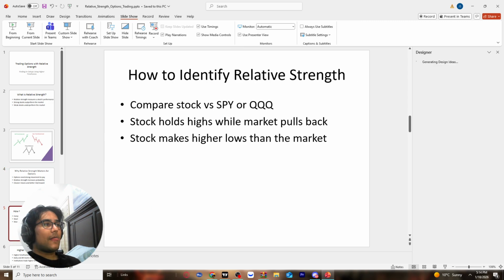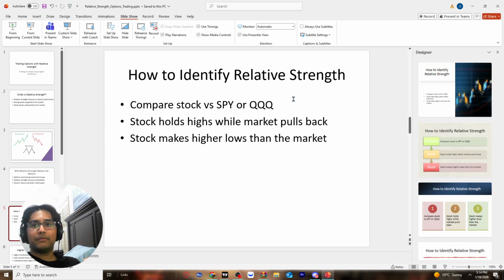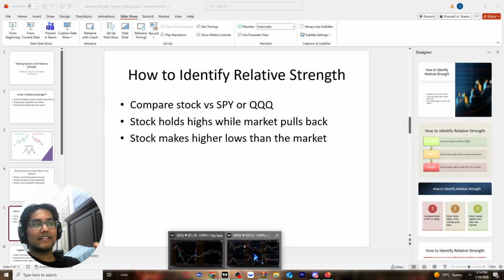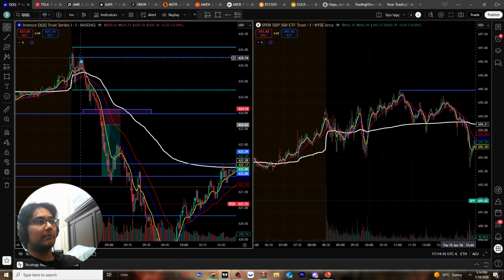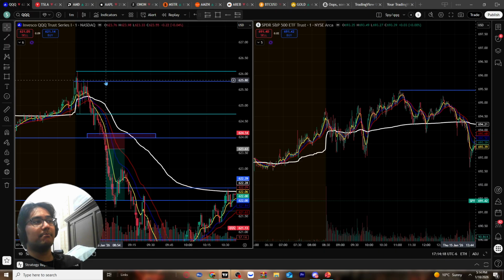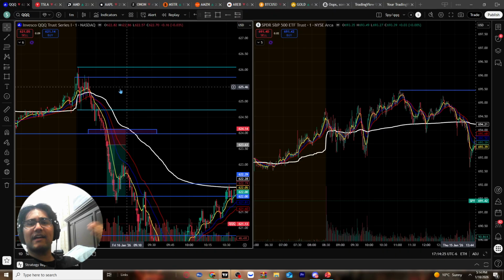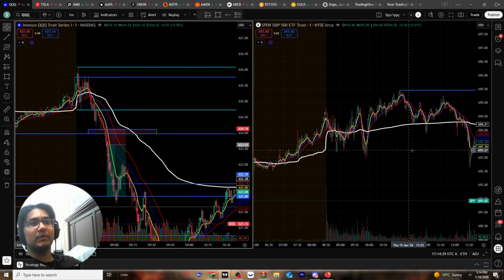Okay, so how to identify relative strength? Simply, you want to look at QQQ and SPY and see what they're doing for the day. I see that QQQ is just rejecting our pre-market high, showing bearish price action, because we cannot get above either of these two levels. We can't get above our pre-market high and we can't get above our 5 minute range high, so I know that we're kind of choppy until we break these lows.